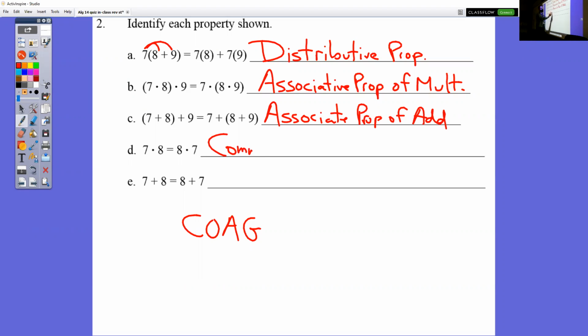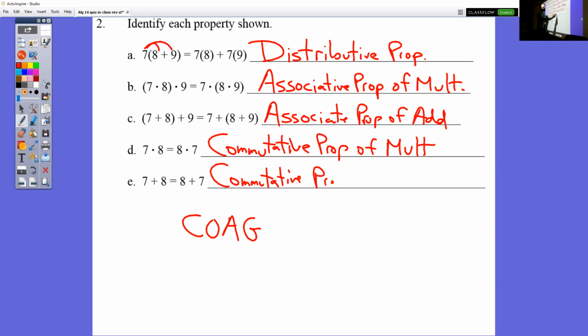So anytime that we switch the order, this is the commutative property. And because we are multiplying, it is of multiplication. And in letter E, 7 plus 8 equals 8 plus 7. Again, we are switching the order. So this is the commutative property of addition. In Schoology, for your review and for your quiz, these will be already there for you. You have to drag and drop the correct property name to the correct one.